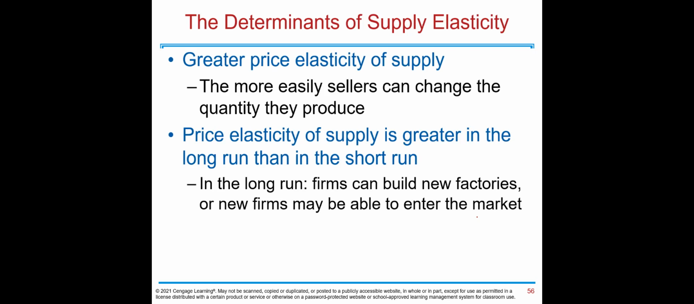So what are the determinants of supply elasticity? Price elasticity of supply is greater the more easily sellers can change the quantity they produce. So if there is an increase in price and production can easily adjust to produce more, that means quantity supplied is price elastic. Price elasticity of supply is greater in the long run than in the short run. In the long run, firms can build new factories or new firms may be able to enter the market.